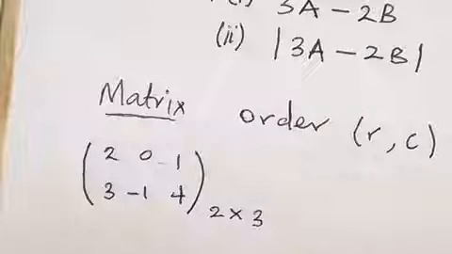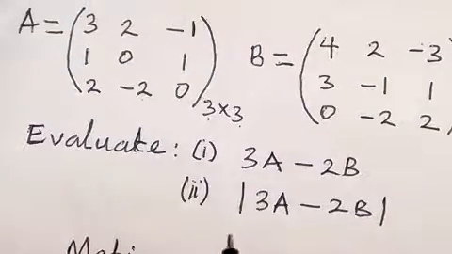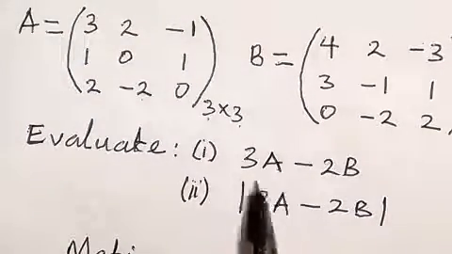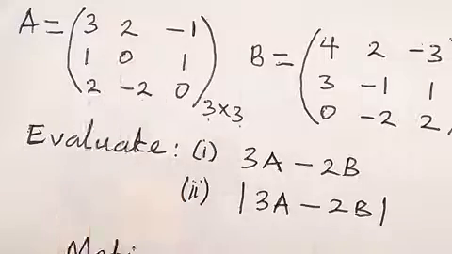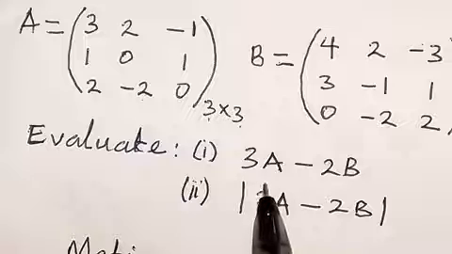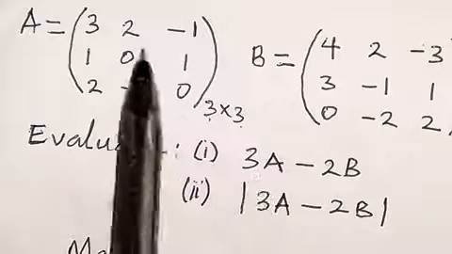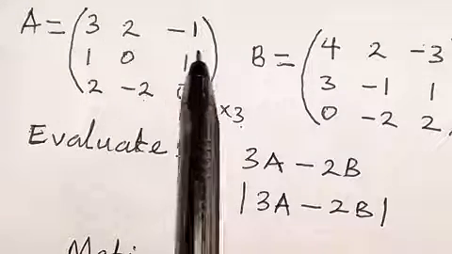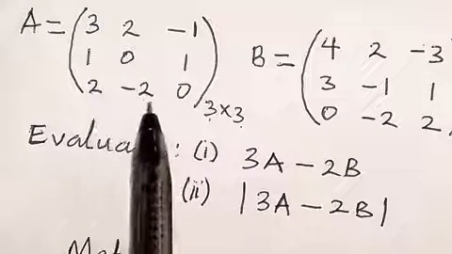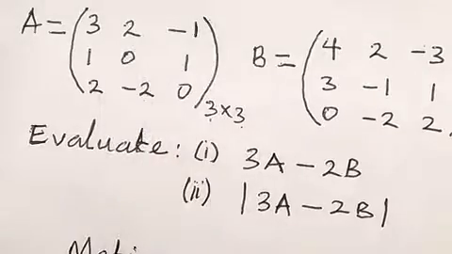Now, very quickly, let's look at the question given to us. Here, 3A means that 3 multiplies the matrix A. And we call that scalar multiplication of a matrix. These 3 will multiply each of the elements inside the matrix A. So this 3 will affect all the numbers here.